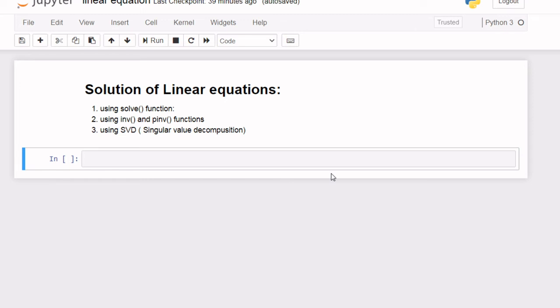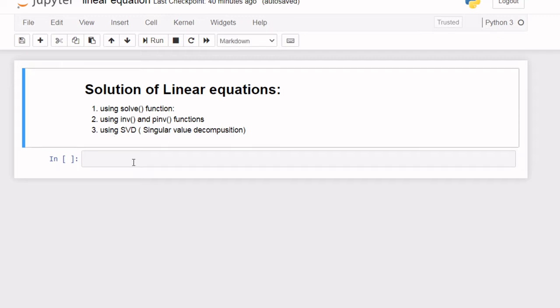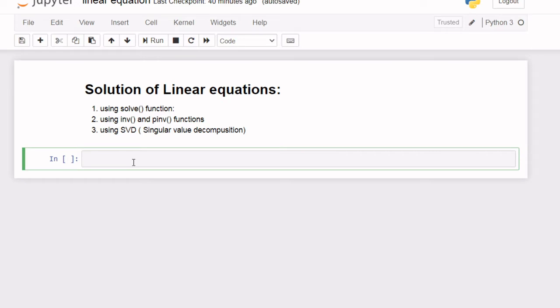We will learn to solve linear equations using three different approaches. The first approach is to use the solve function from the linalg module, the second is to use the inv and pinv functions, and the third is to use SVD, that is, singular value decomposition. Now let's start to code in Python, and we are using Jupyter Notebook.